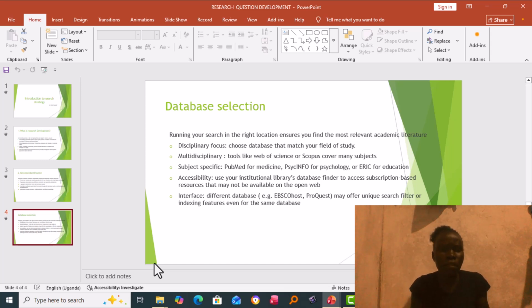Then we have the interface. We have different databases, for example EBSCOhost and ProQuest, which may offer unique search filters or indexing features even for the same database. So this is what I was talking about, you see.